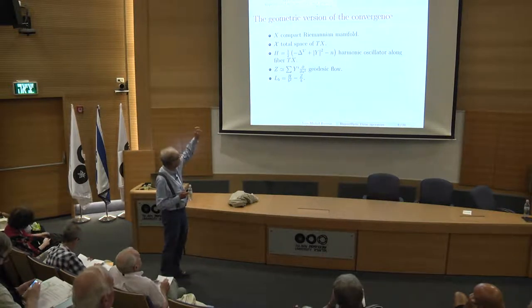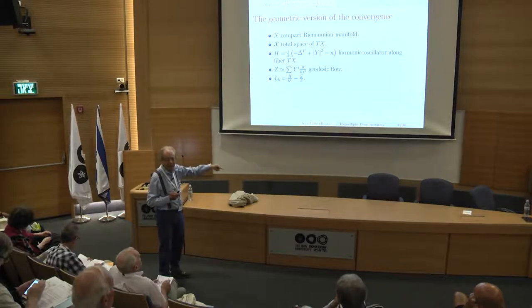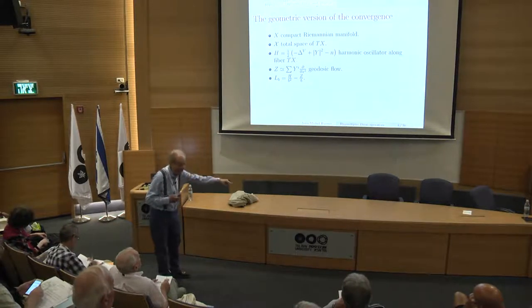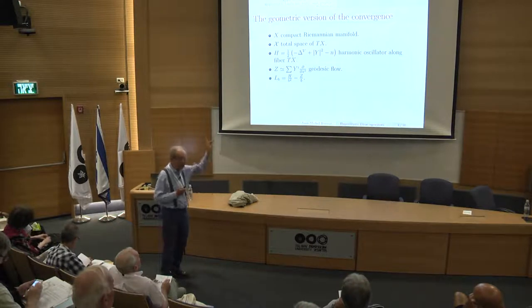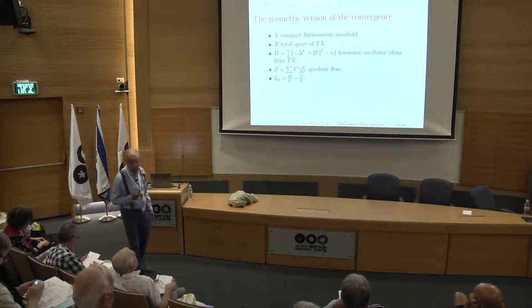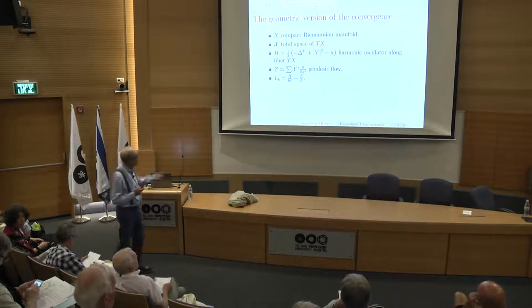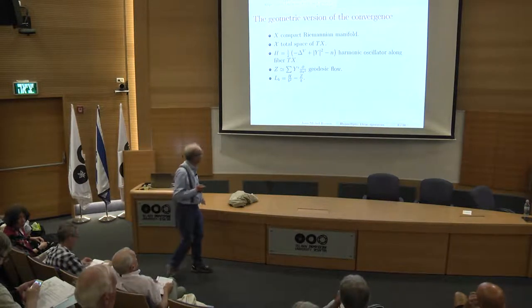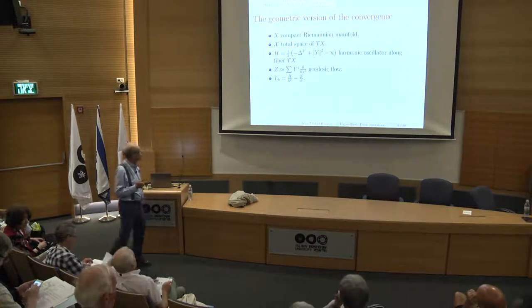No. Y is a coordinate in the fiber, and X is a coordinate in the base. Okay? D over dxi differentiates in the base direction, yi is just a vector element. And n, what is it? N is the dimension of the manifold. And the operator now, LB, is written as a combination of H over B squared minus Z over B.